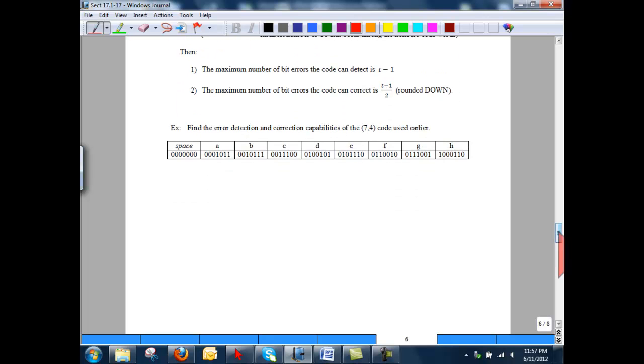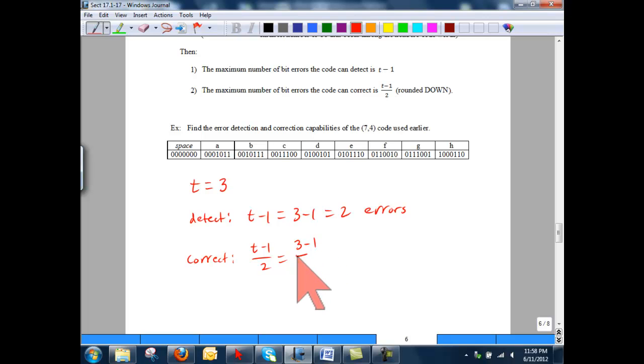So example, regarding this 7,4 code that we were using earlier, we pointed out that T equals 3. This code has weight 3. And so how about detect? How many bit errors can we detect? T minus 1 is 3 minus 1 is 2. And how about correct? T minus 1 divided by 2 is 3 minus 1 divided by 2 is 2 over 2 is 1.